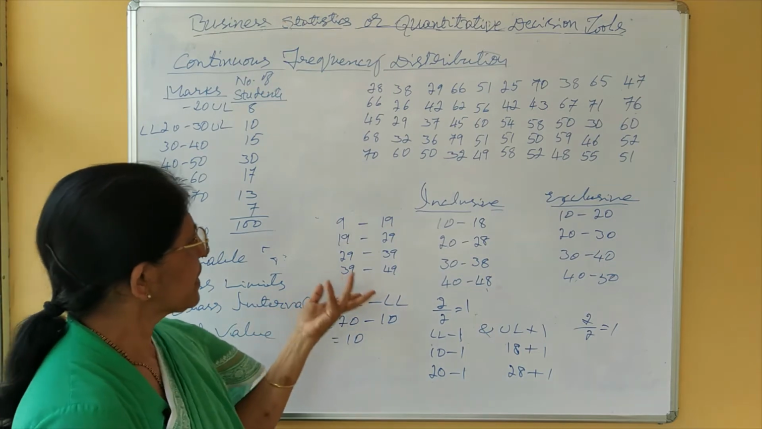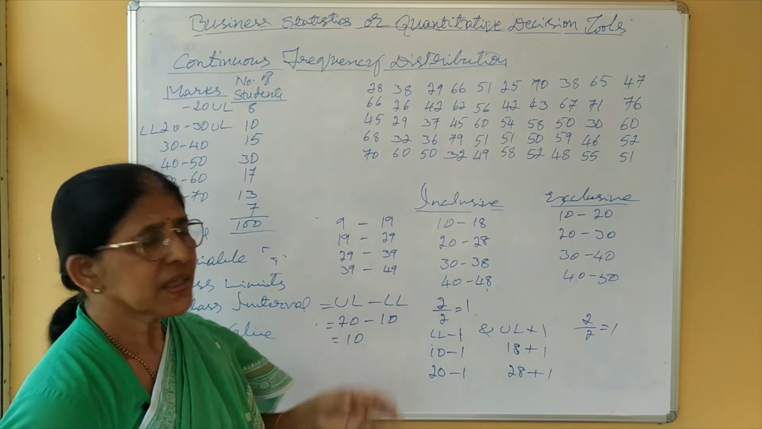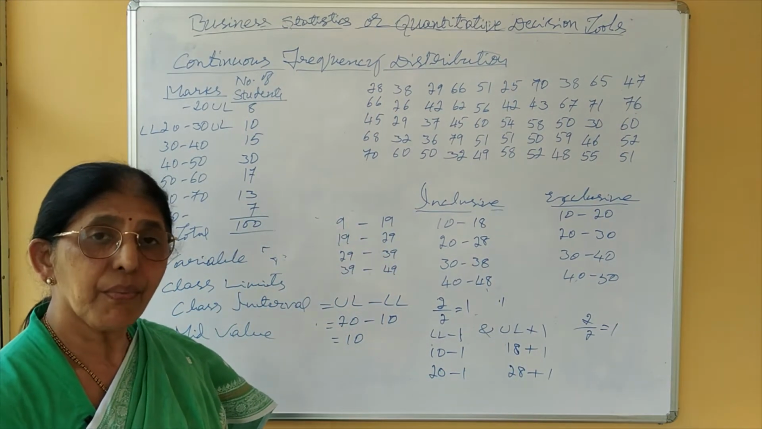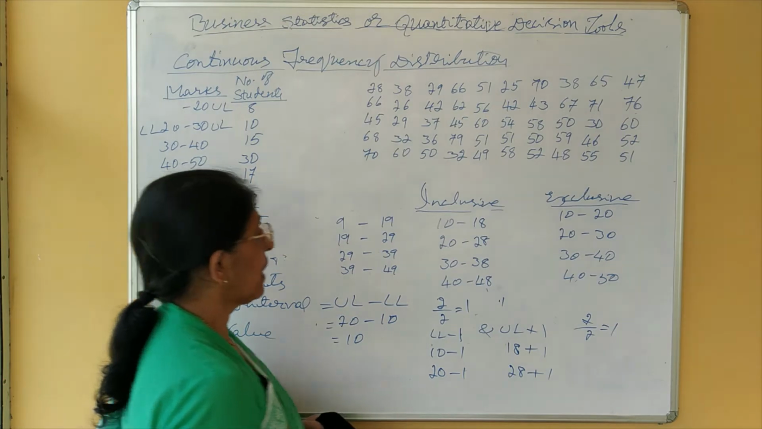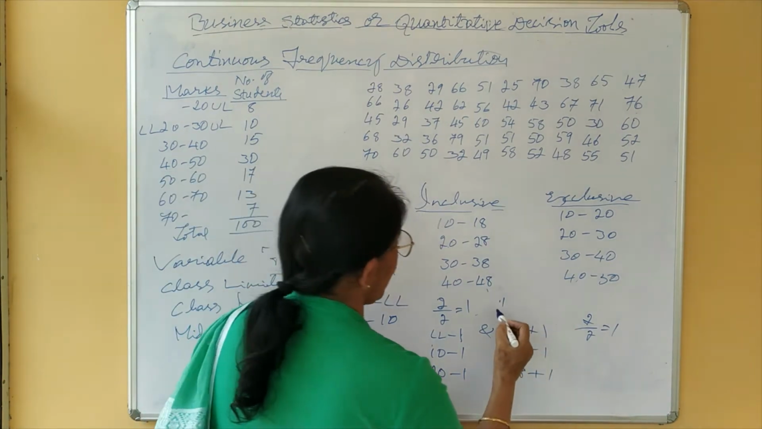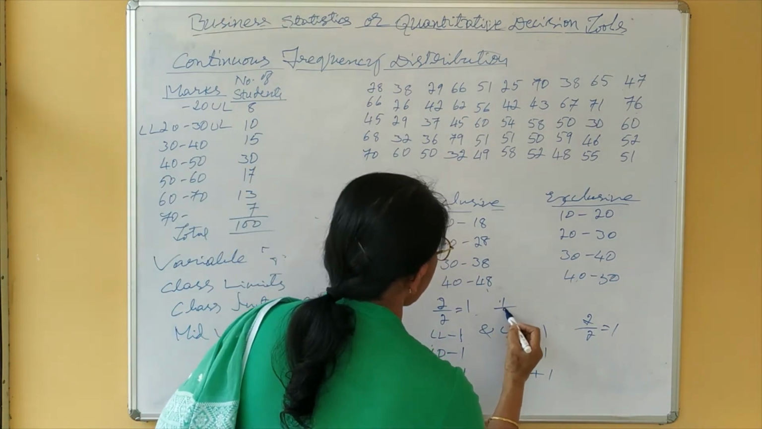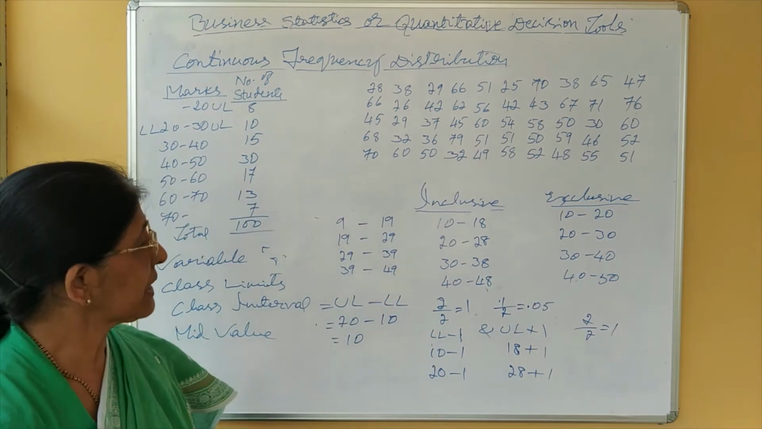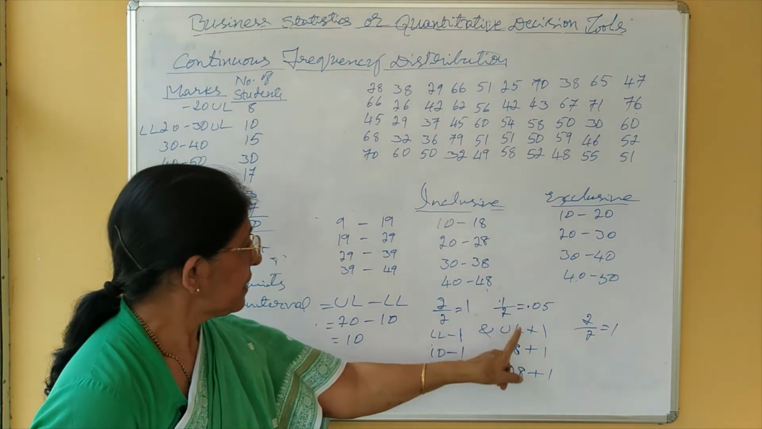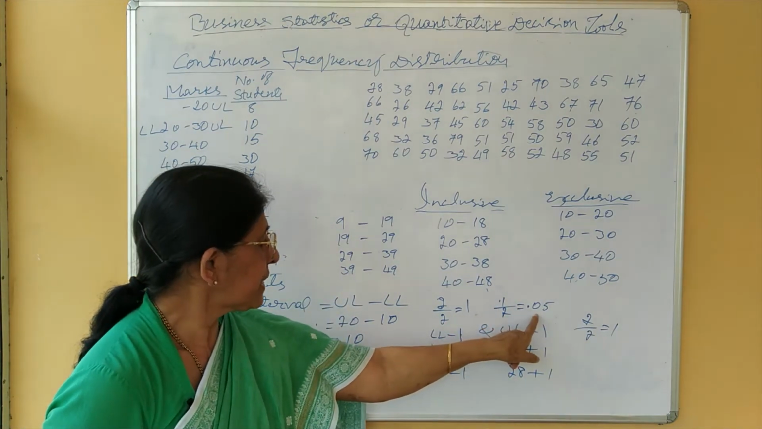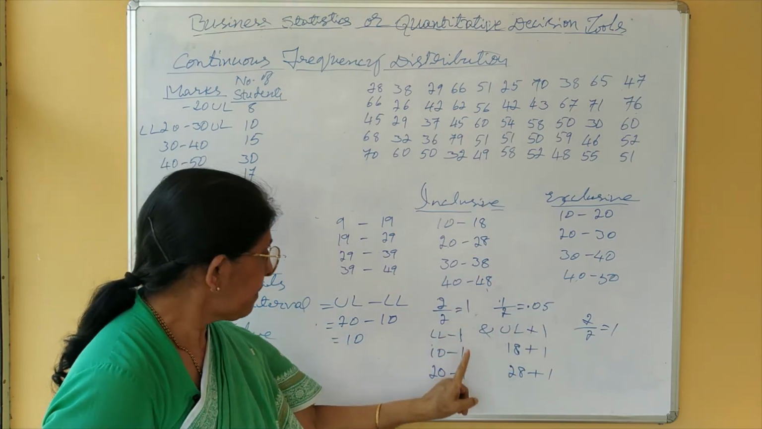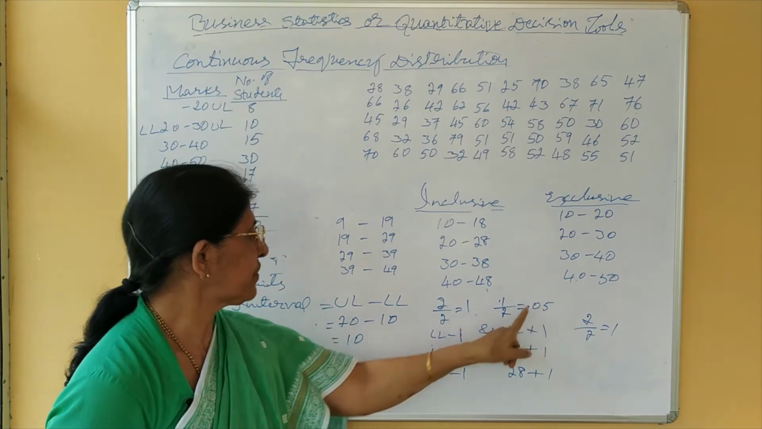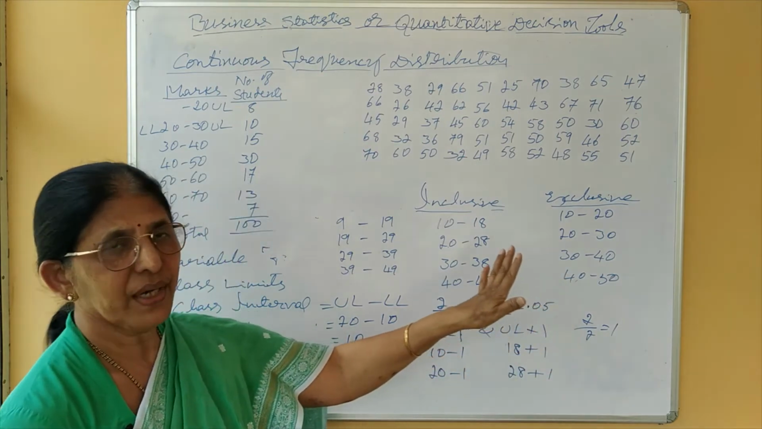Okay. Now sometimes the jump may be even 0.1. The jump may be given 0.1. Now in that case you should be careful. Half of jump, it comes to what? 0.05, isn't it? Then same procedure you have to follow. Lower limit minus half of the jump and upper limit plus half of the jump. Lower limit minus 0.05, upper limit plus 0.05, like that.